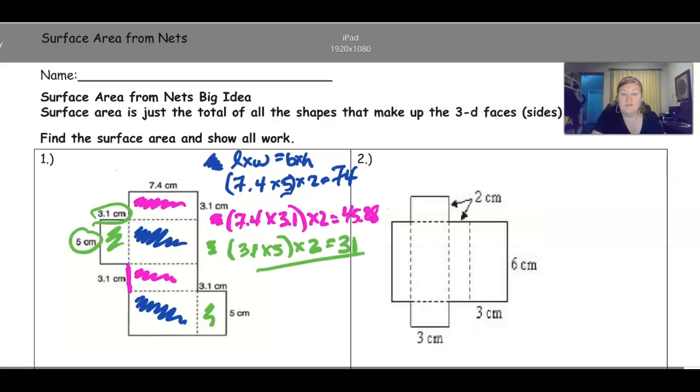Okay, and then surface area is just all of those areas added together. So if I add all of those areas together, I will get 150.88. And since they were all based on a length times a width, that's going to be centimeters squared, centimeters times centimeters. Right? Pretty easy stuff.